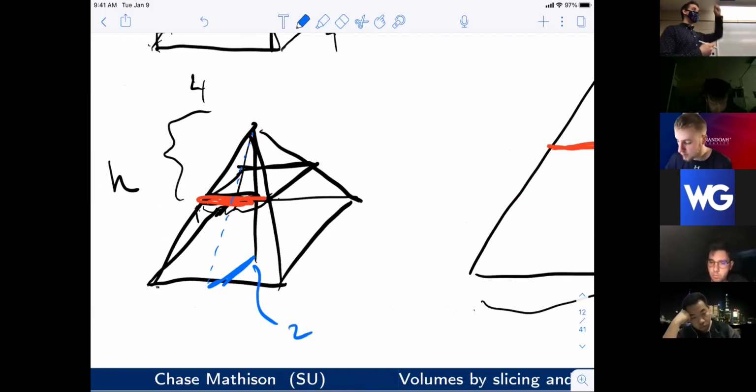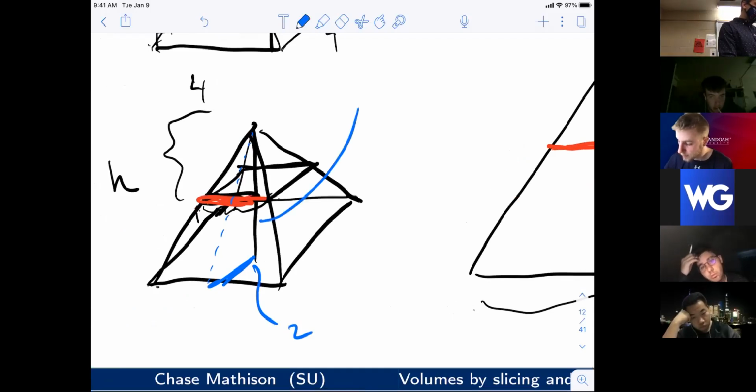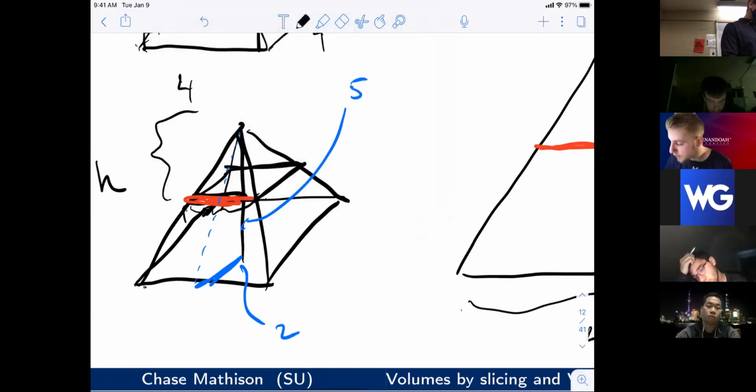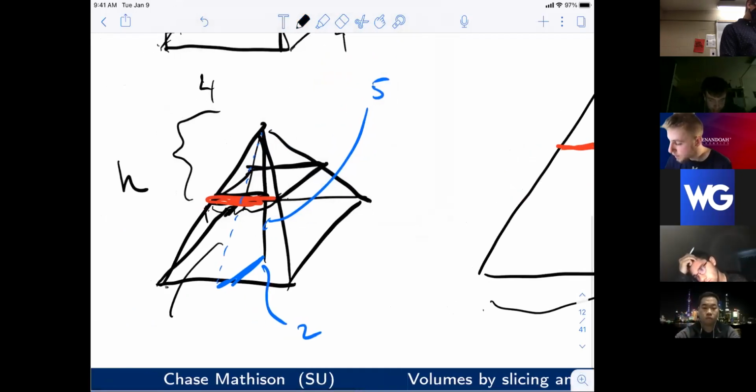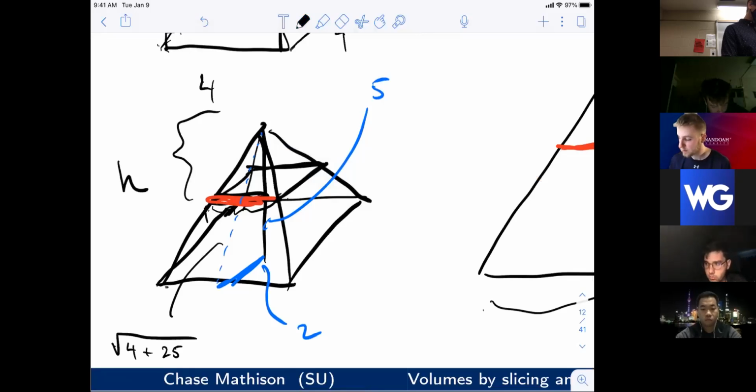The line from the tippy top of the pyramid to the middle of the base of the pyramid, what length does that have? That has a length of 5. So then how do I find the dotted blue line? Pythagorean theorem, exactly. The Pythagorean theorem tells me that this dotted blue line here has a length of the square root of 2 squared, which is 4, plus 5 squared. So it has the length of square root of 29.